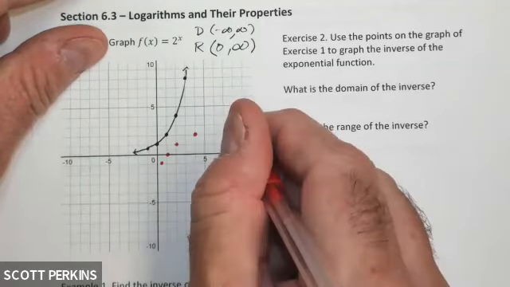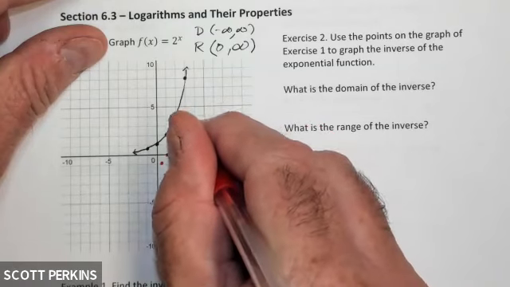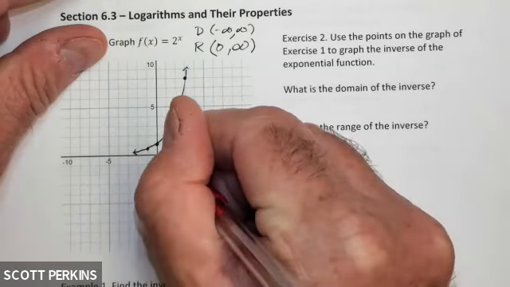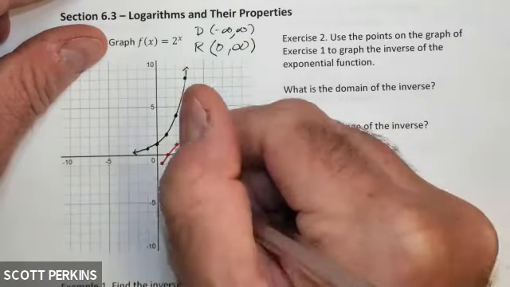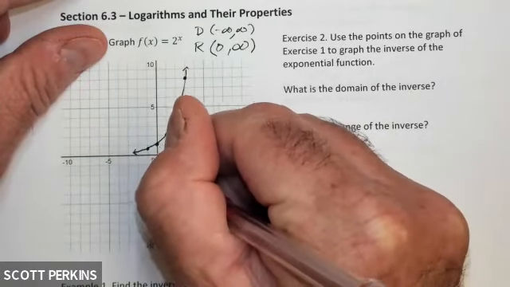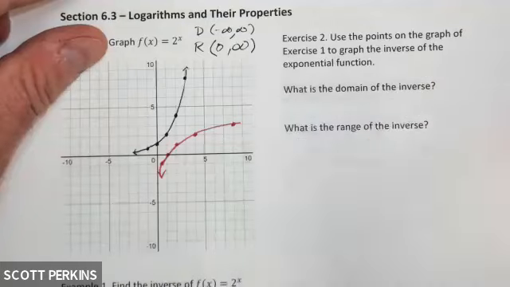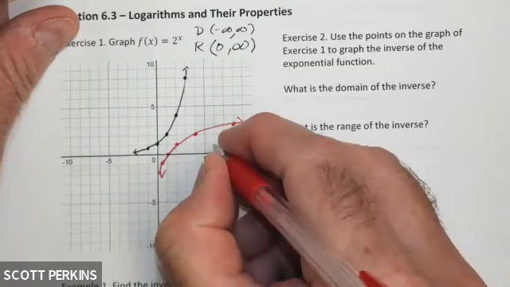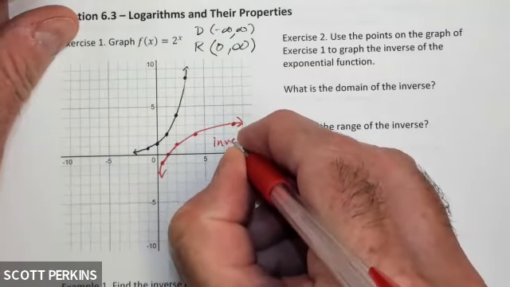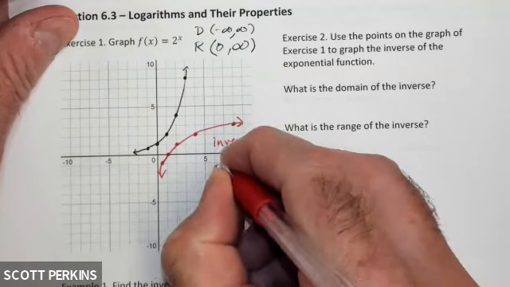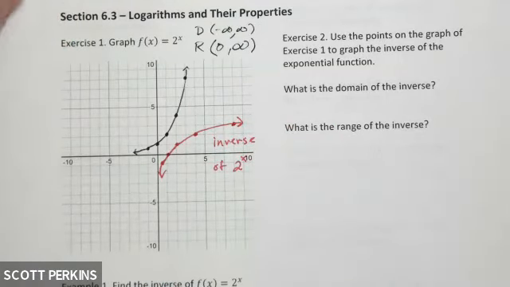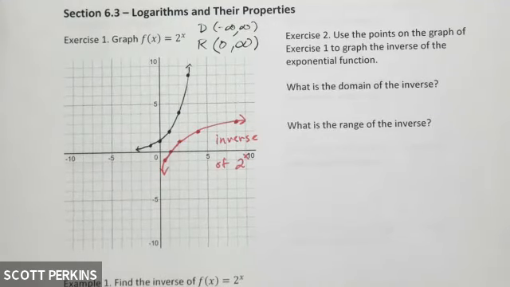And so the inverse graph is going to look something like this. And just as the x-axis is the asymptote of the original graph, when I flip it, the y-axis is going to be the asymptote of the inverse graph. So this right here, this is the inverse of the exponential. This is the inverse of 2 to the x power. It's what I get when I flip-flop the x and the y's. That's what the graph looks like.